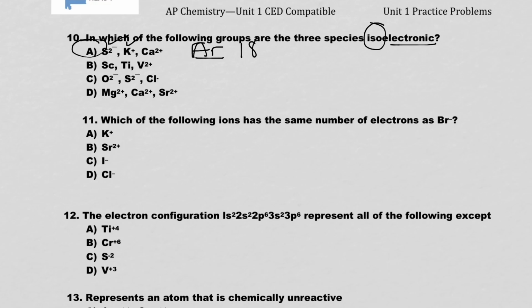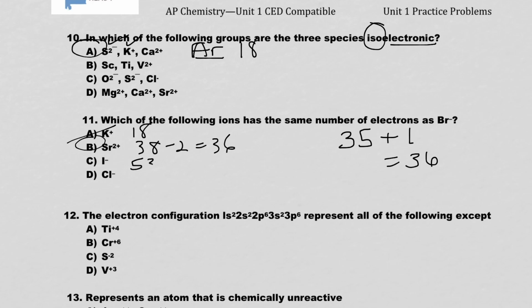All right, and number 11, which of the following ions has the same number of electrons as bromide? Well, I need to know how many bromide has. Bromine has 35, but because it's negative, we add 1, so it has 36, just like krypton. If I look at my periodic table, potassium had 19, but the ion lost 1, so it has 18, so I know K is not the answer. I go to strontium. Strontium had 38. It's plus 2, it lost 2. There's our answer.